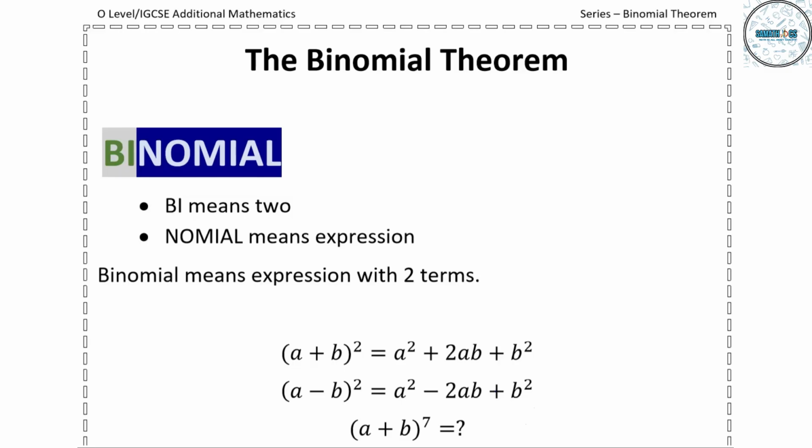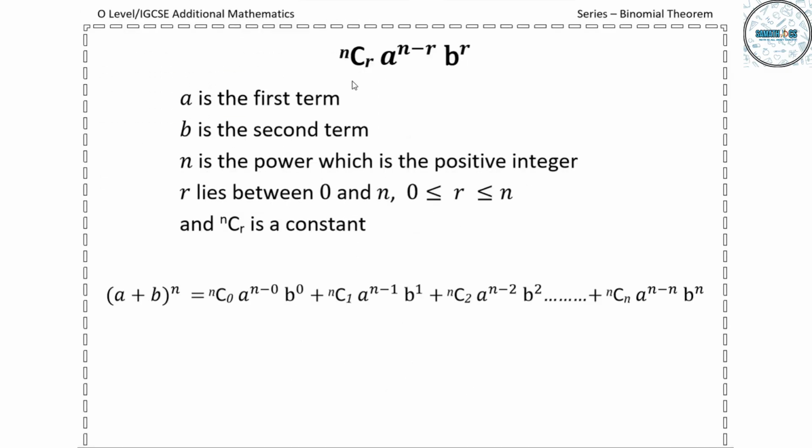We need to use the binomial theorem. nCr a power n minus r, b power r is the formula for the binomial theorem. a is the first term in the bracket, b is the second term in the bracket, n is the power which is a positive integer, and the value of r lies between 0 and n. r must be greater than or equal to 0 and less than or equal to n. And nCr is a constant.